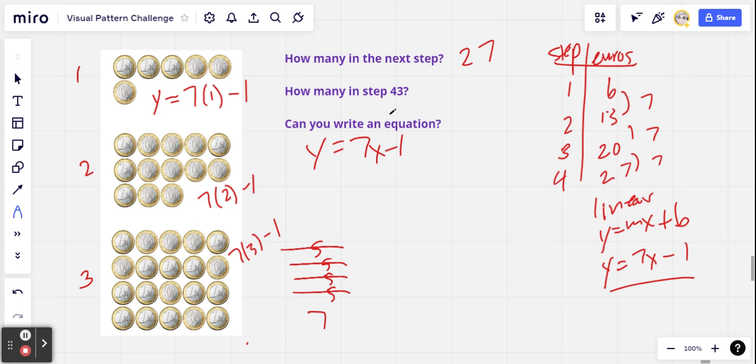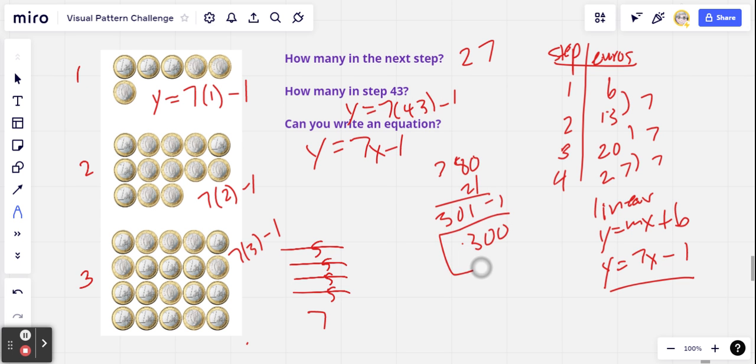Now, to determine the number in step 43, we're just going to plug 43 in for x here. So 7 times 43 minus 1. Let's see, what is 7 times 43? Well, 7 times 40 would be 280. And 7 times 3 would be 21. So that's 301. Minus 1 would just be 300. So there are 300 euros in step 43.